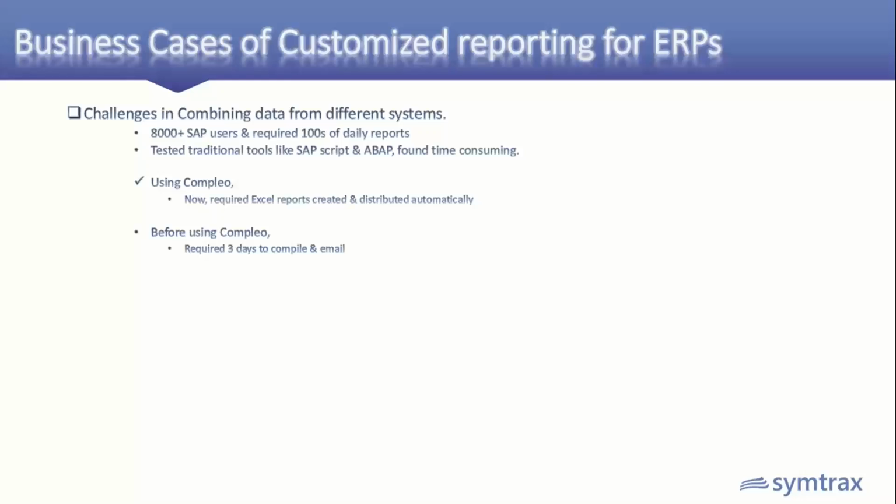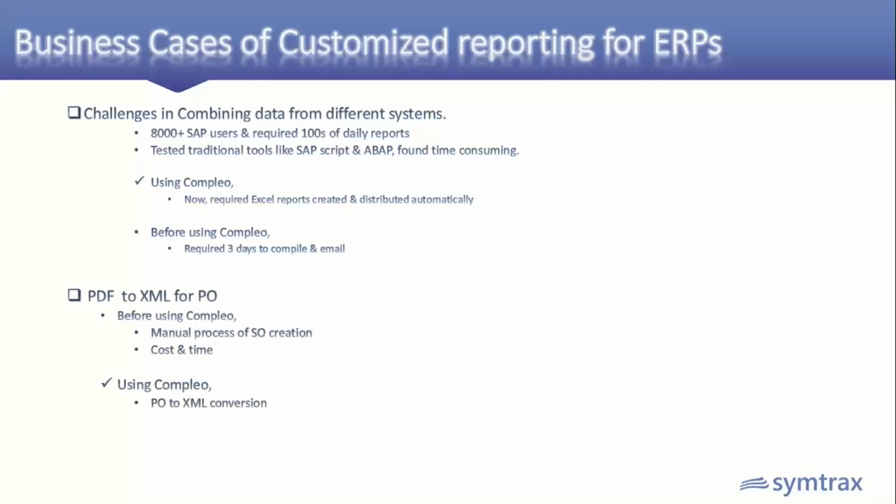Before using Complio, they had to spend a lot of time in reporting and combining data from all the different systems. They tried to tackle these challenges using traditional SAP tools such as SAP Script and ABAP, but it was very time consuming. Using Complio, we completely overcame these challenges. Now Excel reports are created automatically and emailed to the appropriate vendors. Before using Complio, it took almost 3 days to compile all the required reports and distribute them over email.